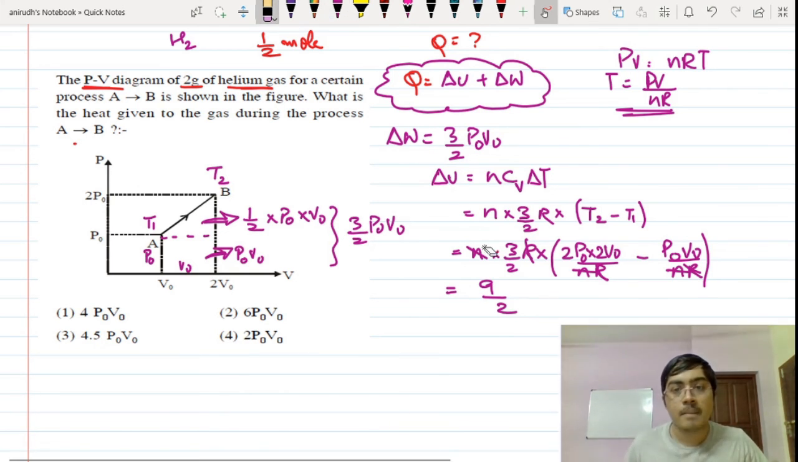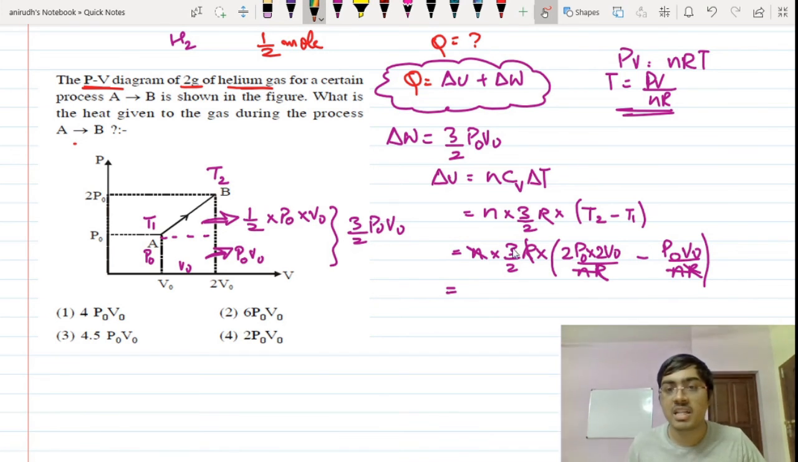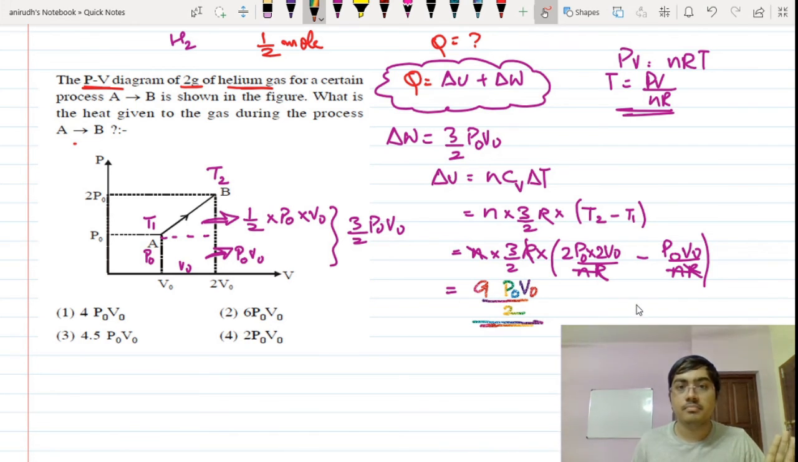This is 4 P naught V naught minus P naught V naught, which is 3 P naught V naught, multiplied by 3 by 2, is 9 P naught V naught divided by 2. This is your internal energy change, right?